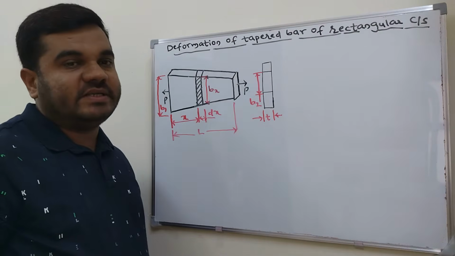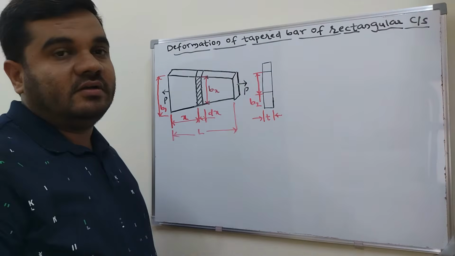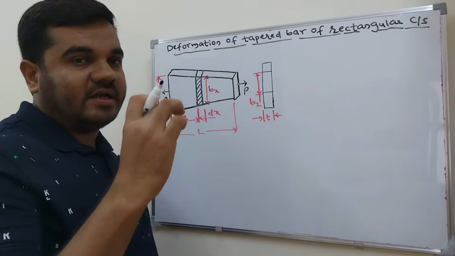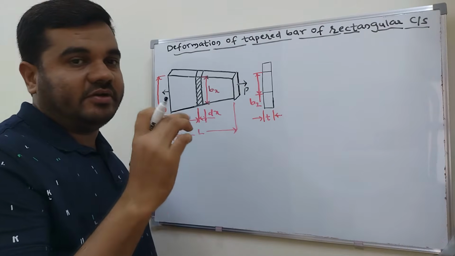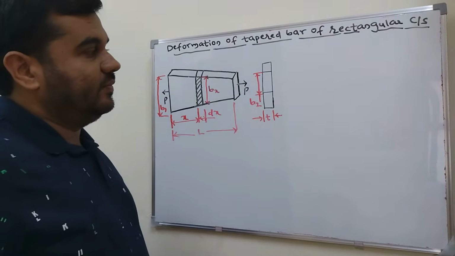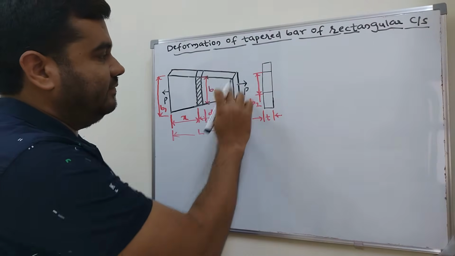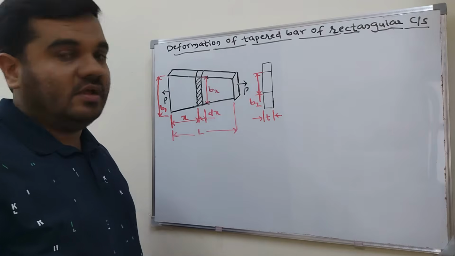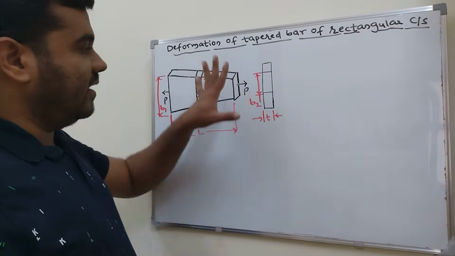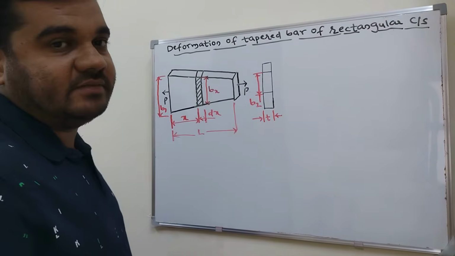In the previous video we discussed the deformation of a round bar. Whatever the bar is, the cross section will be the diameter, or it is round. But in this we'll derive the deformation of a tapered bar with a rectangular cross section. Okay. First we'll go over how the bar is, what the specifications are here.